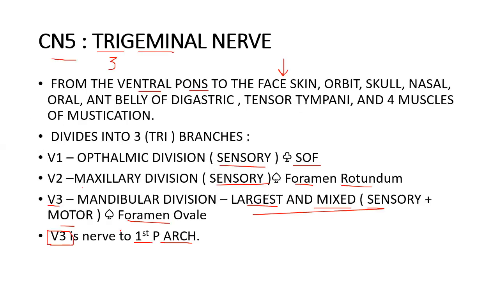So lesion of this nerve will lead to sensory deficits around the region of the eyes, around the region of the maxilla, around the region of the mandible, right? And also paralysis of the 4 muscles of mastication. Because this one is the one that is motor, it's the one that will supply these muscles that we're actually seeing here. All right.